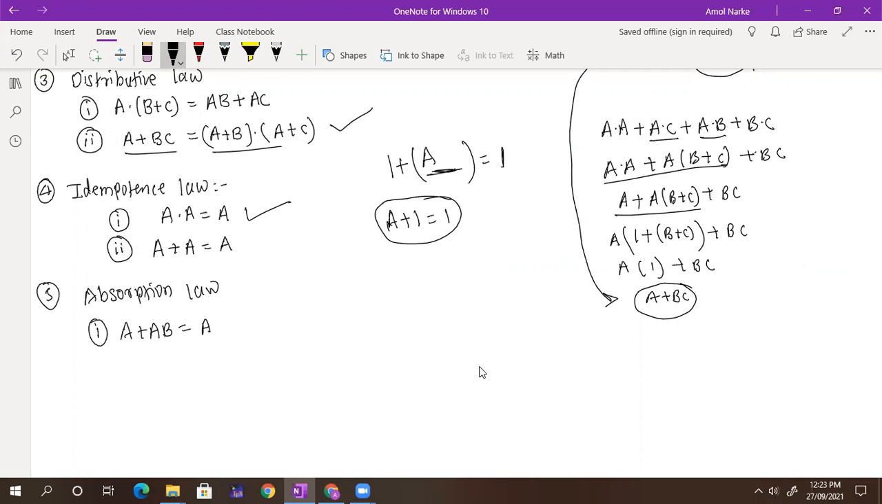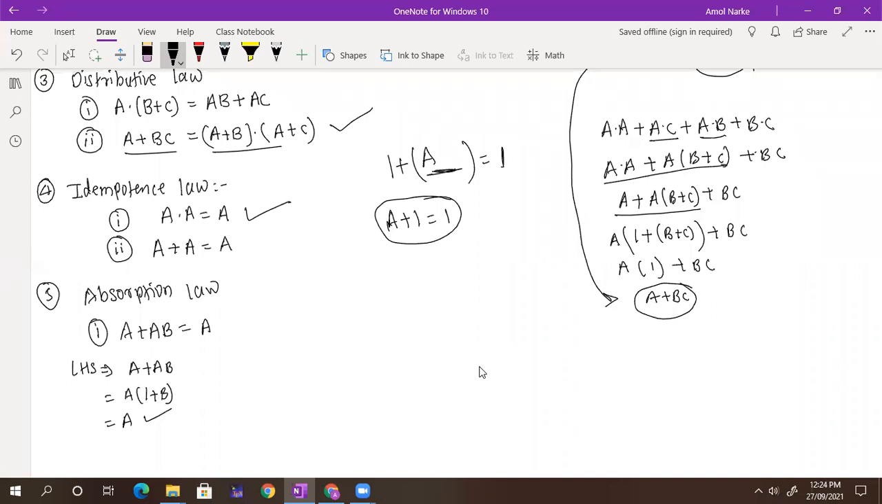Sir, maybe instead of C, same thing is there. LHS: A plus AB. What are you going to do? You can take A common. You will get 1 plus B. What is 1 plus B? It is 1. So you are getting A. Yes or no? Yes, sir.